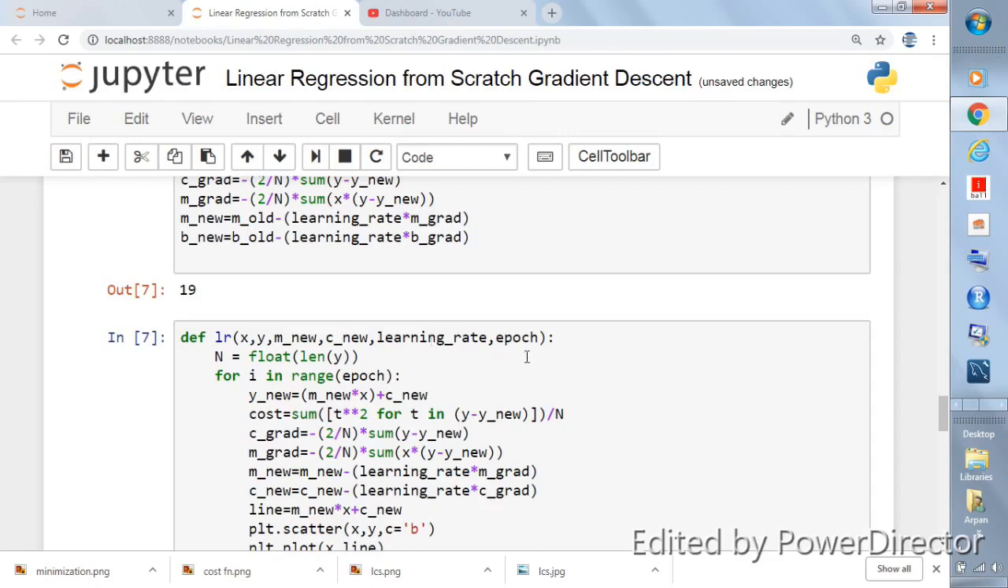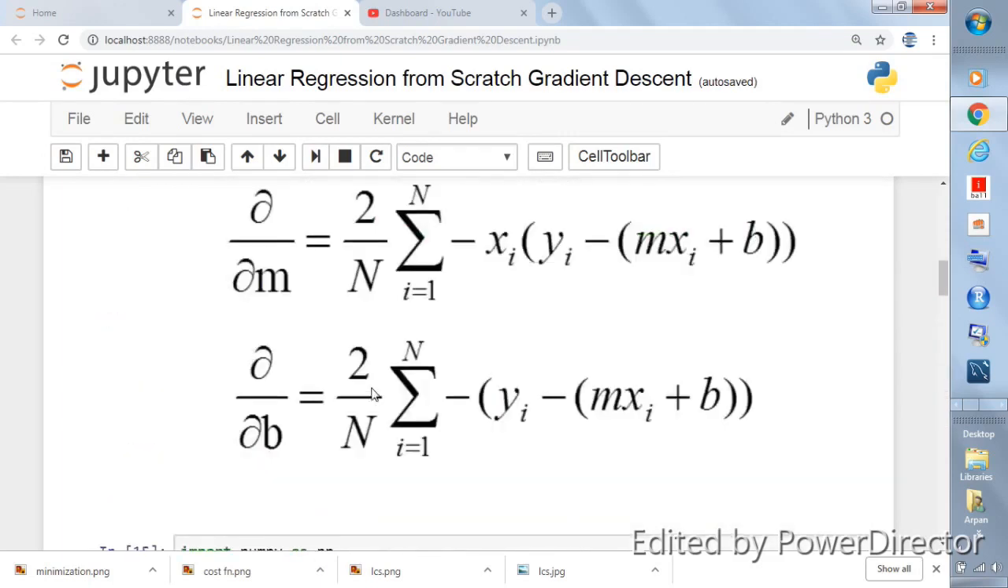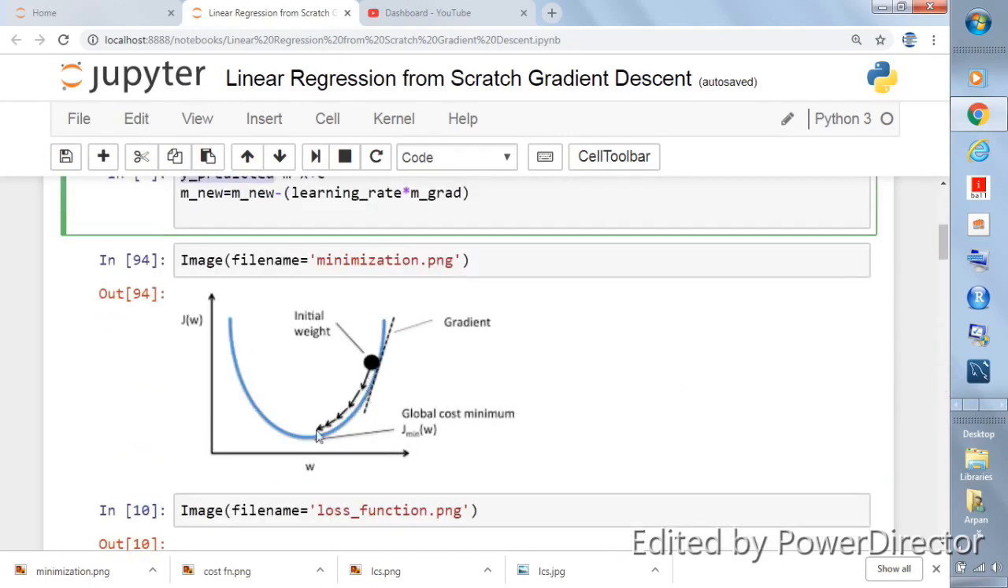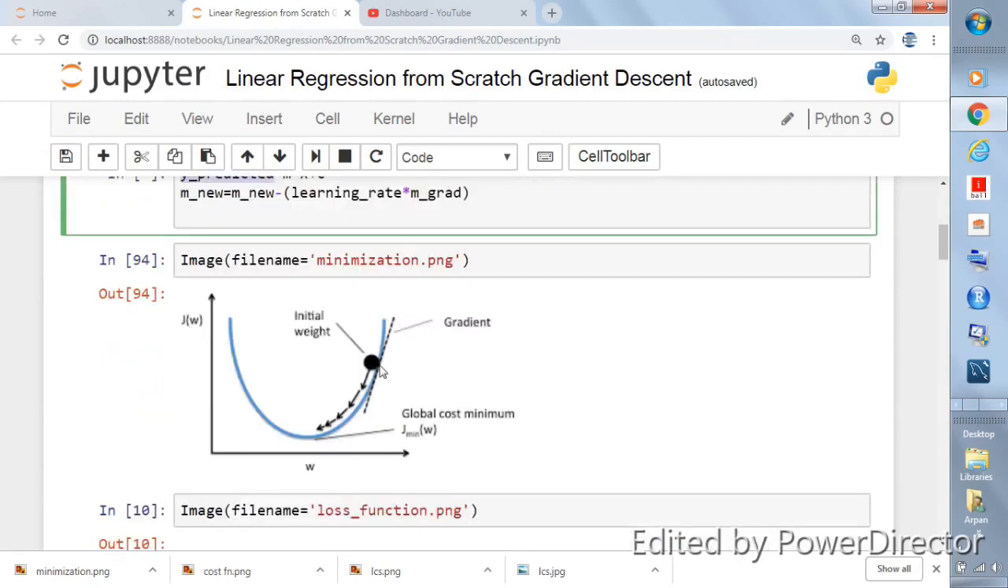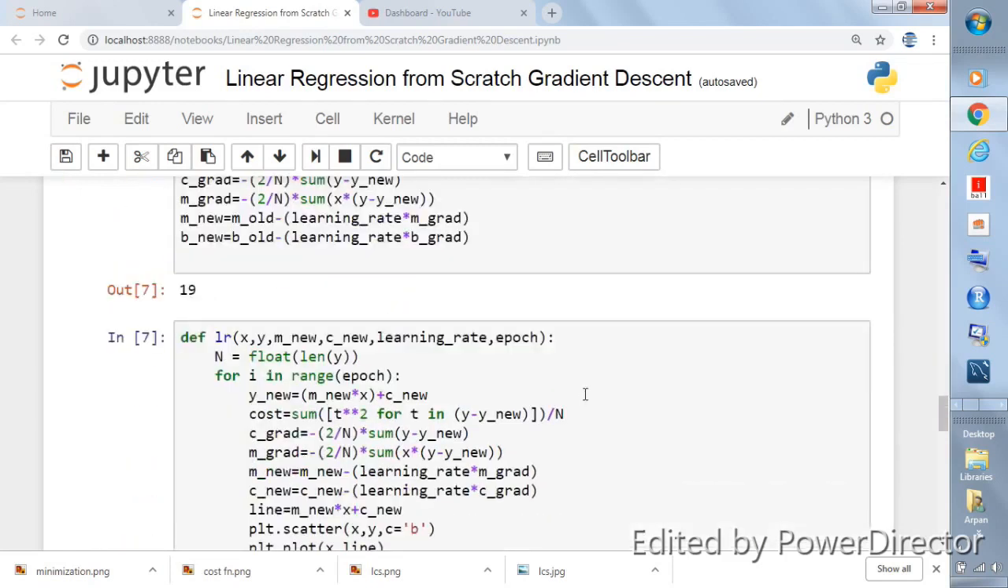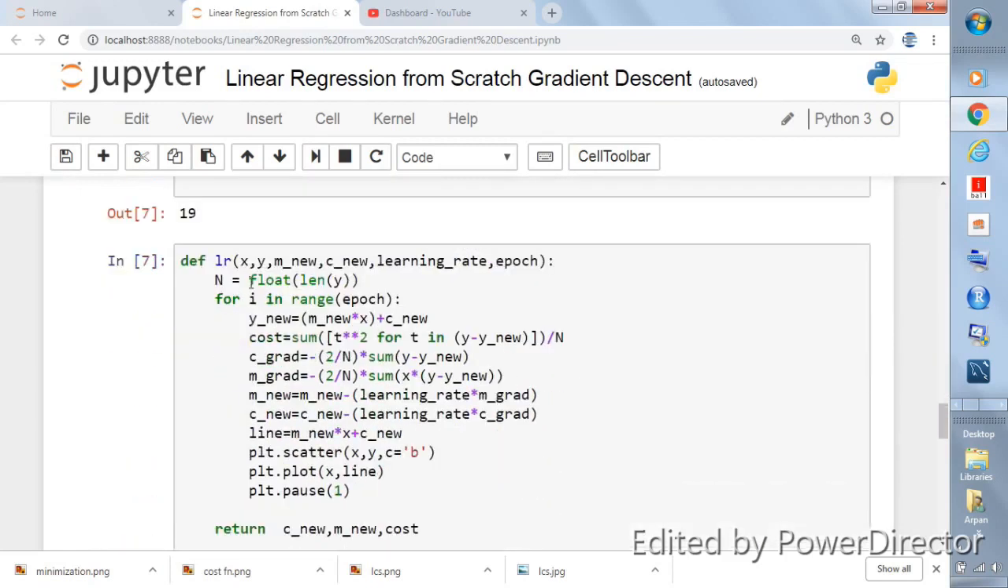Epoch is the number of times you want to run this iteration, that is the stochastic gradient descent, how many times you want to run it before it reaches the minimum. So if you do not run it sufficiently, maybe it ends up here, and if you run it too many times, it may not end up here, it may go somewhere else. So you have to optimize that. N is the number of observations, which you can get as the float length of y, and for i in range of epoch, that means it is looping over the iterations.